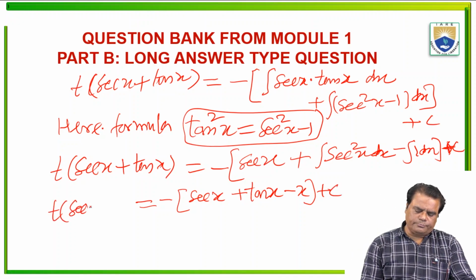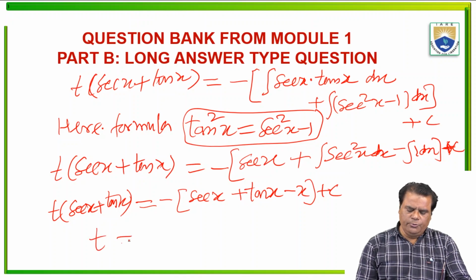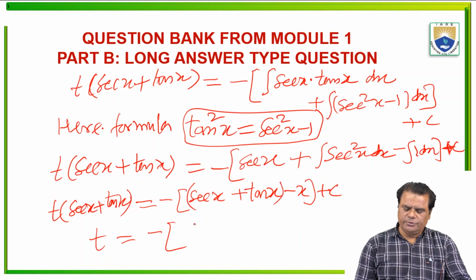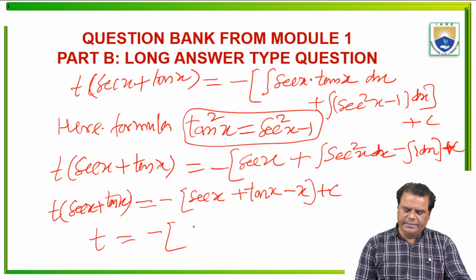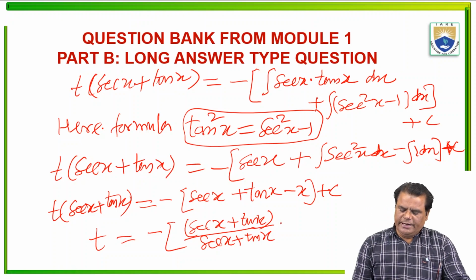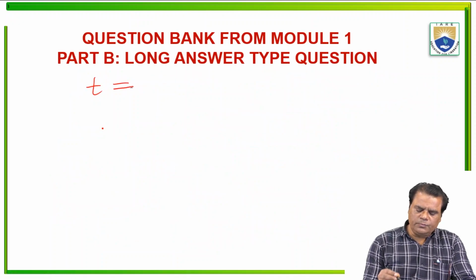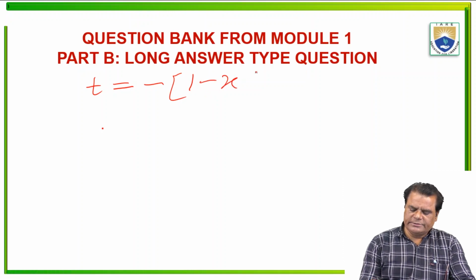So t into (sec x plus tan x), dividing by this function: t equals minus, dividing by sec x plus tan x, sec x upon sec x plus tan x, and here minus x upon sec x plus tan x, and plus C. So next, t equals minus, here is 1, this term cancels with this, and here is minus x and sec x.